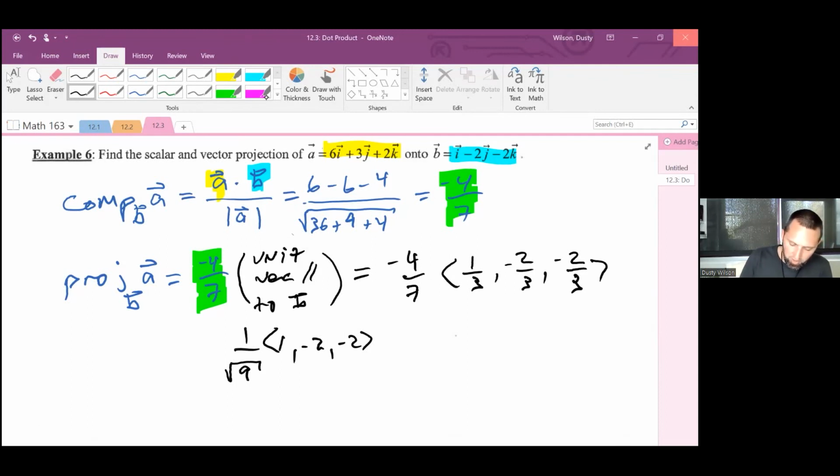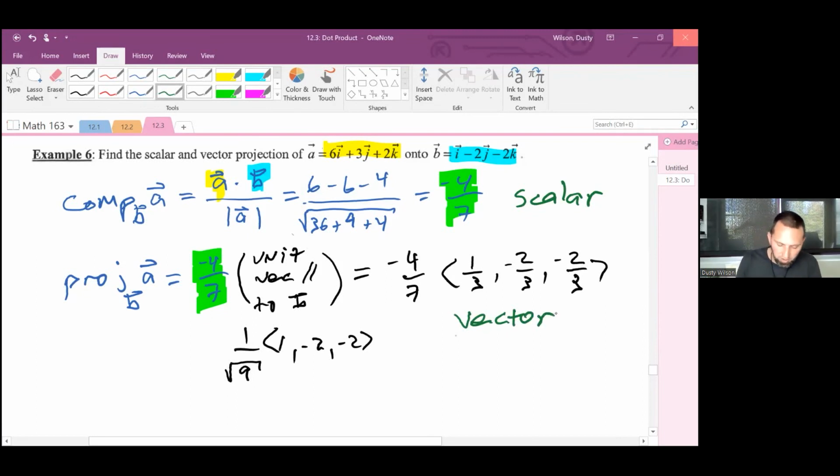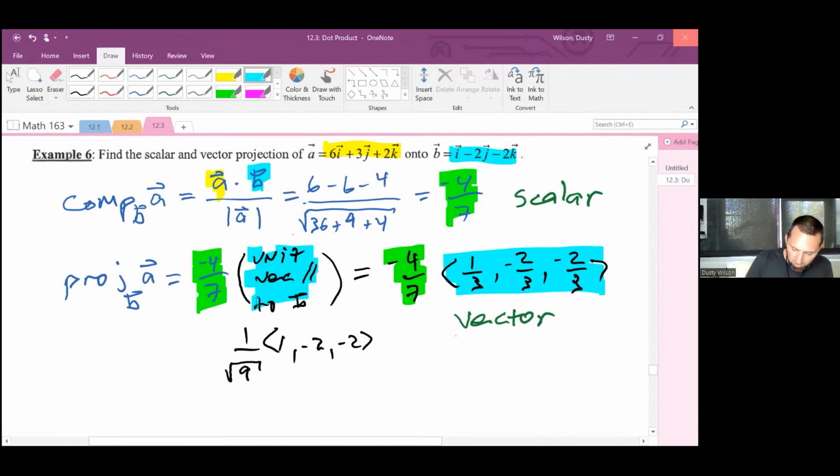So notice that at the end of all this, we had a scalar for our component of A in the direction of B, and we had a vector as the projection of A along B. And again, notice that the length of that projection is the same as the component of A in the direction of B, and the unit vector we're using is just made from that B vector.